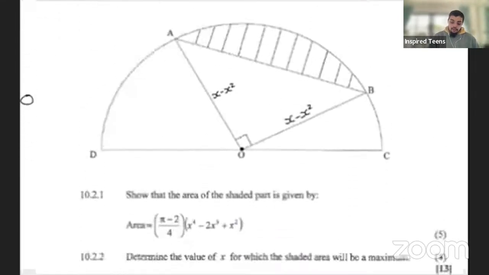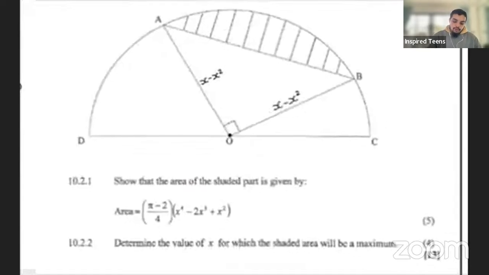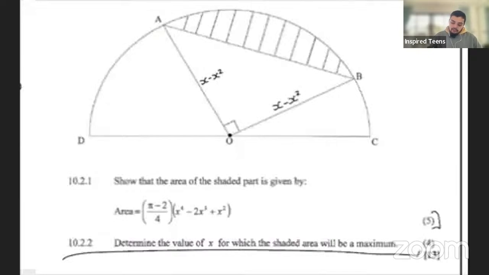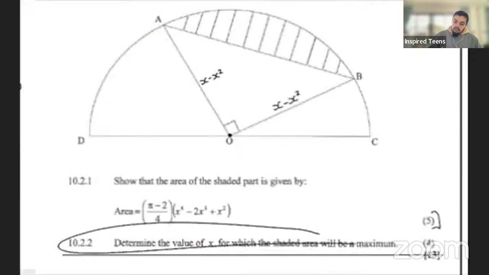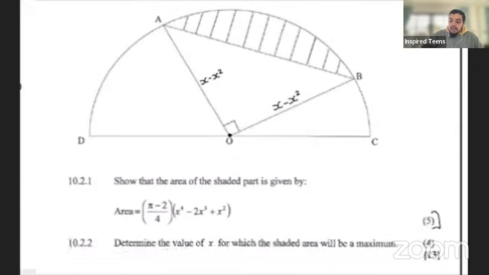Let's see what the question wants. 10.2.1: show that the area of the shaded part is given by (pi minus 2) over 4, times x to the 4 minus 2x cubed plus x squared. Complicated question, right? This is a 5-mark question. Sometimes they can just say, determine the value of x, and then the question will be out of 9 marks. But here they've separated it into 2 different questions.